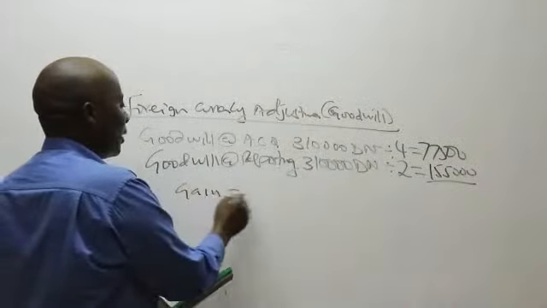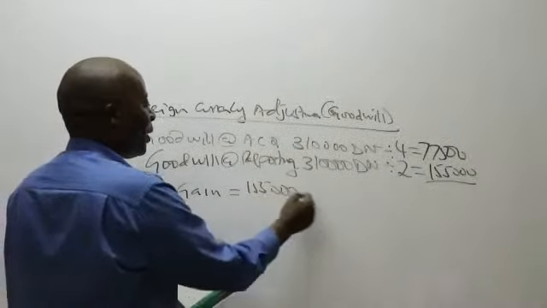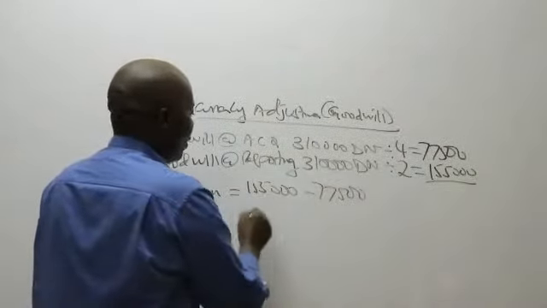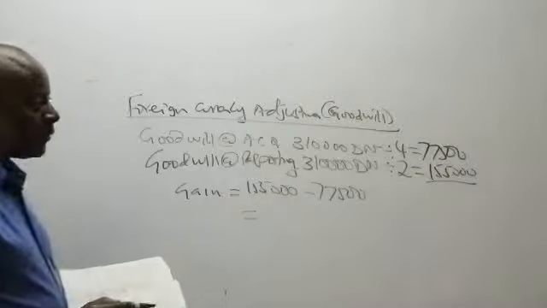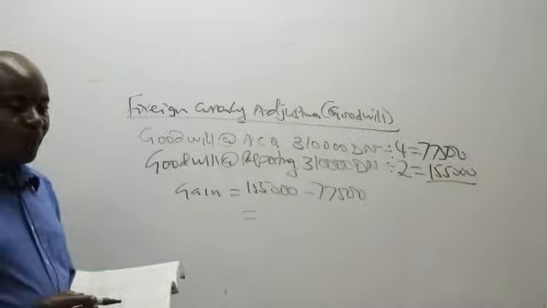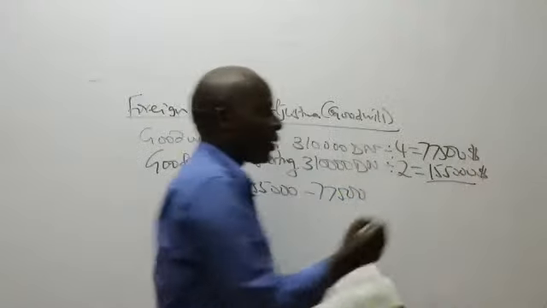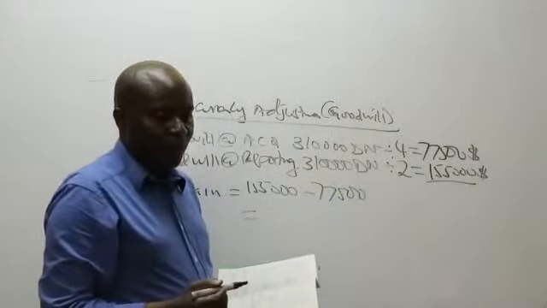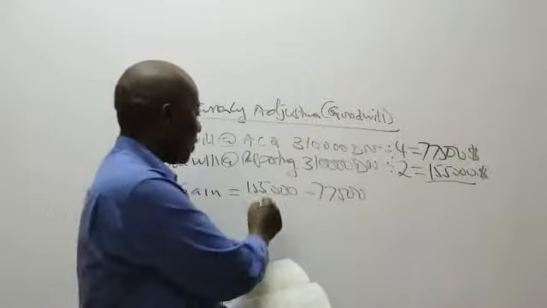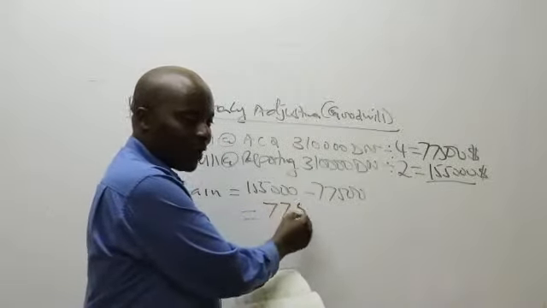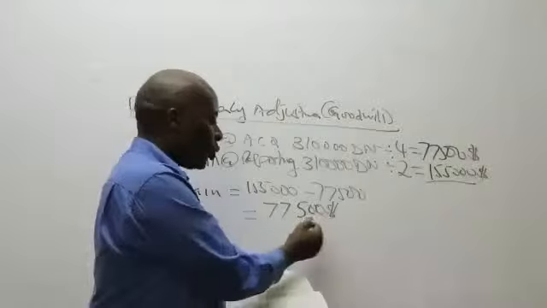So the gain will be 155,000 minus 77,500, which will end up giving me what figure? This is now US dollars. So they say it is $77,500. What should we do with this gain?